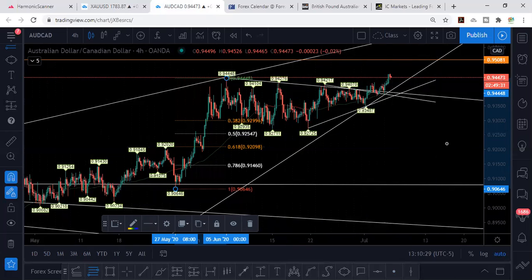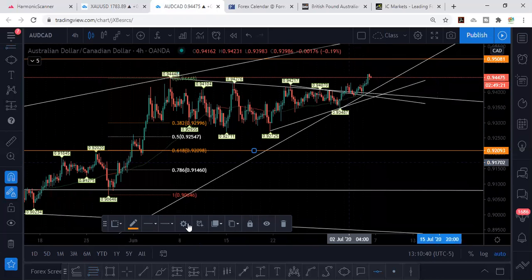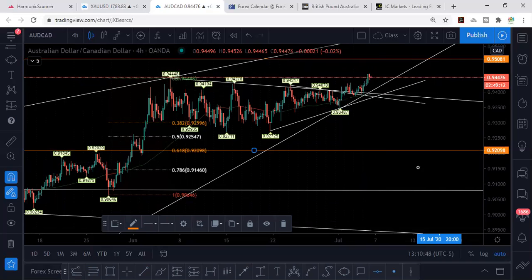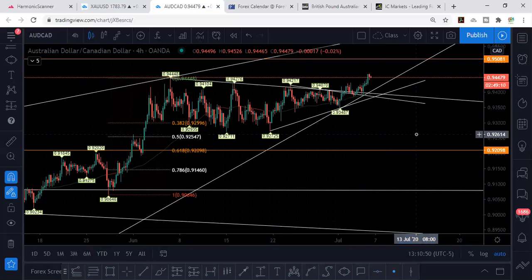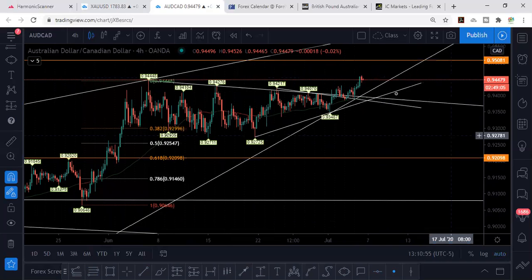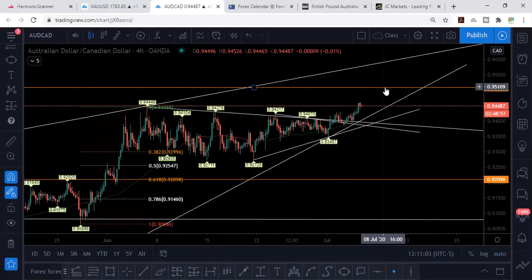So AUDCAD, I would wait. AUDCAD, I would wait. 29. Yeah, AUDCAD, I will wait and see. I would either buy from above here, or wait to see if this place won't be broken, and wait to see this trend to be broken and sell.